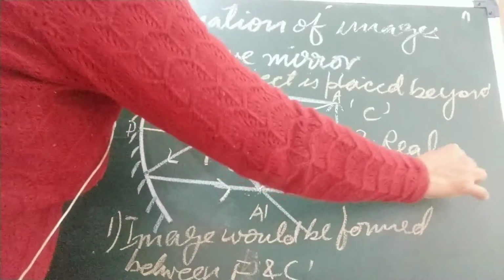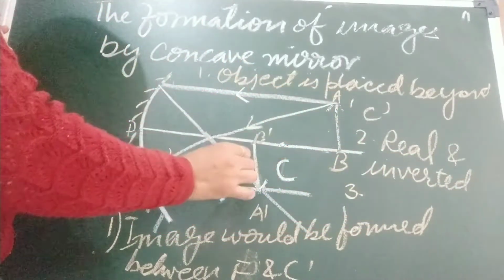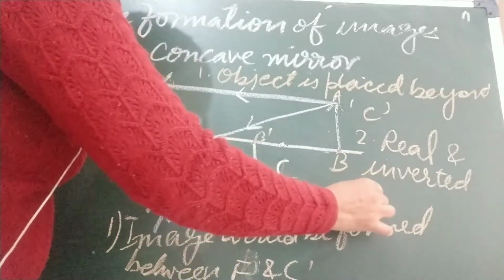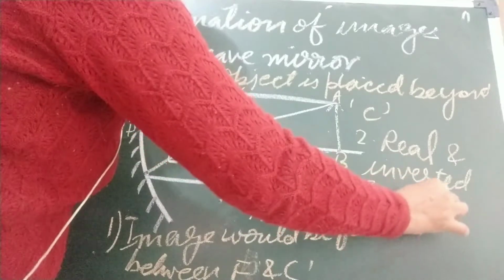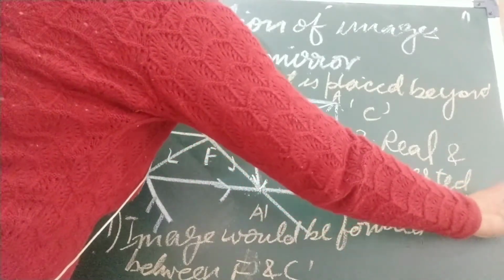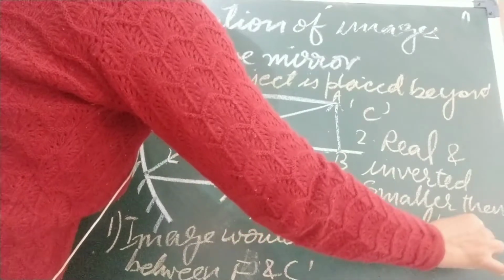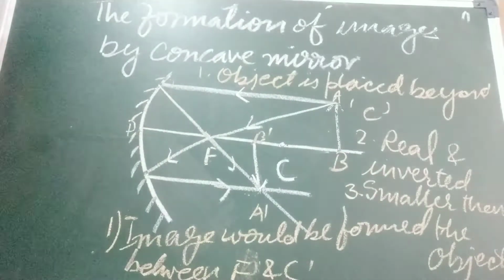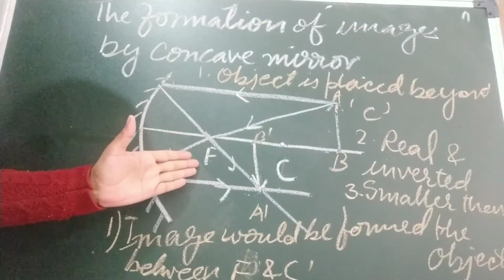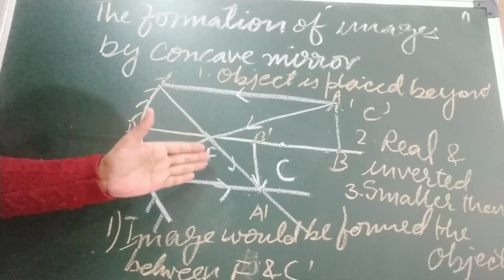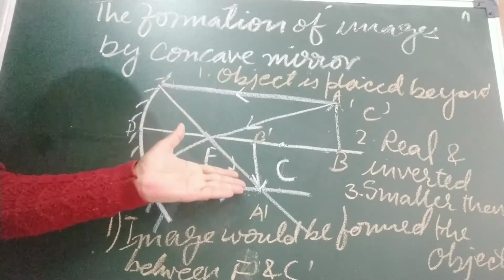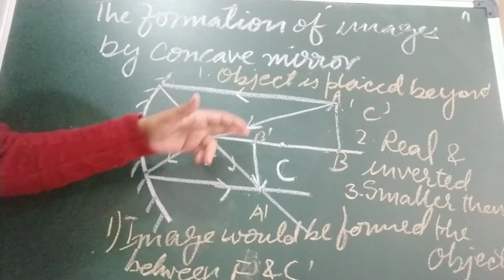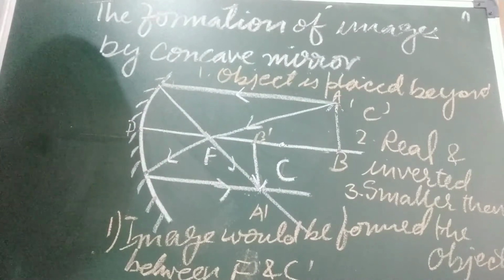Third thing we see is size. This is bigger, this is smaller. So the size is smaller than the object. Three things we check. Where is it formed? It is formed between F and C. Second, it is real and inverted. We can get it on screen. That is why real and inverted, upside down, and smaller than the object.